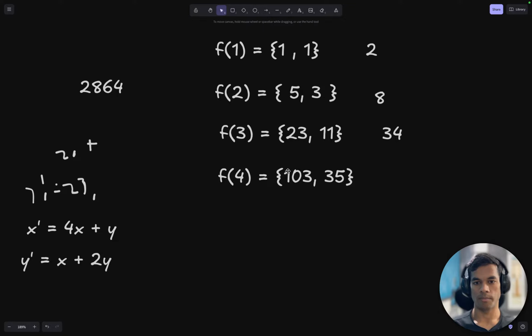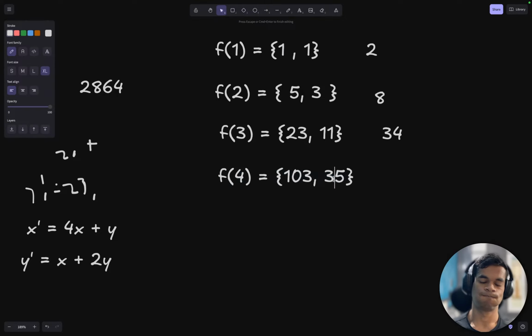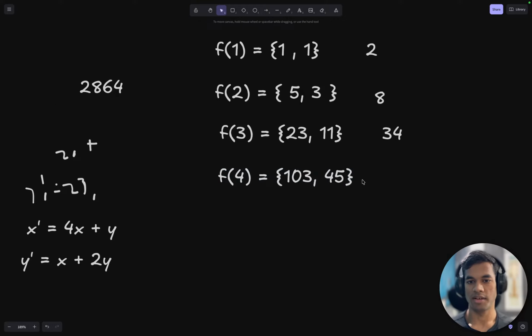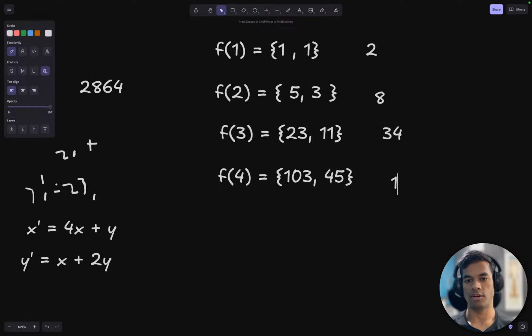And 80, 92, 92 plus 11 is 103. That is correct. And 22 plus 23 is 45. And the sum would be 148.